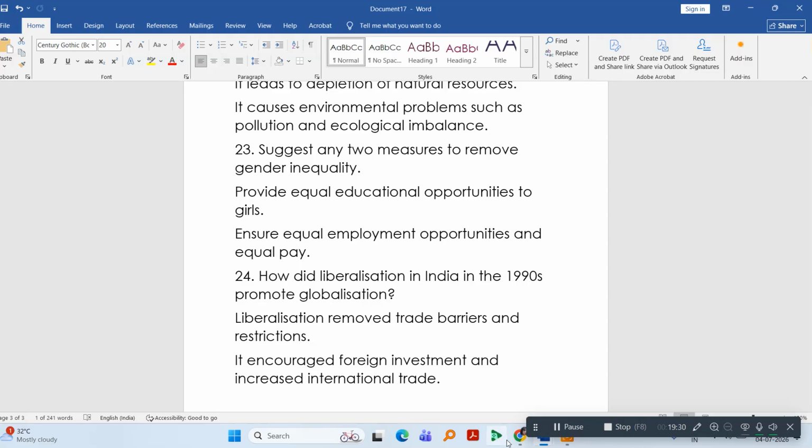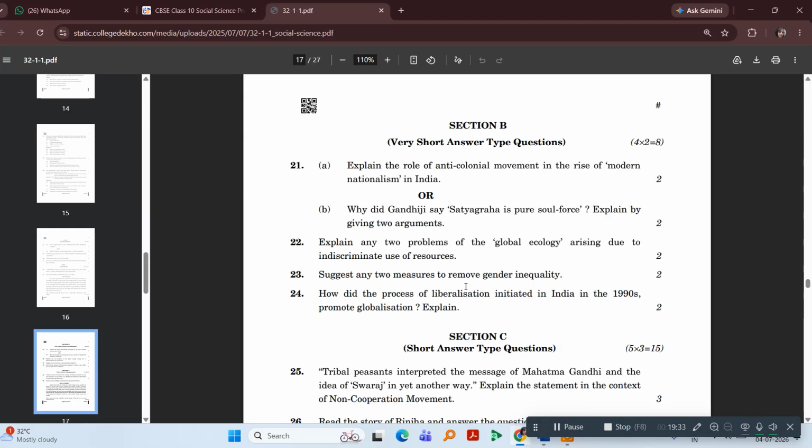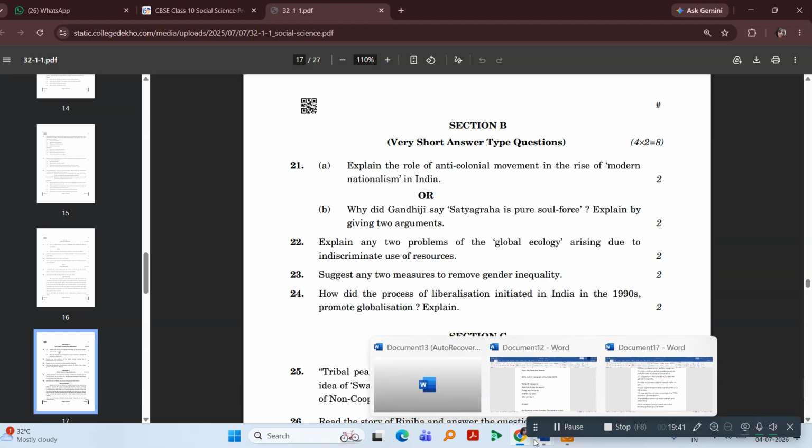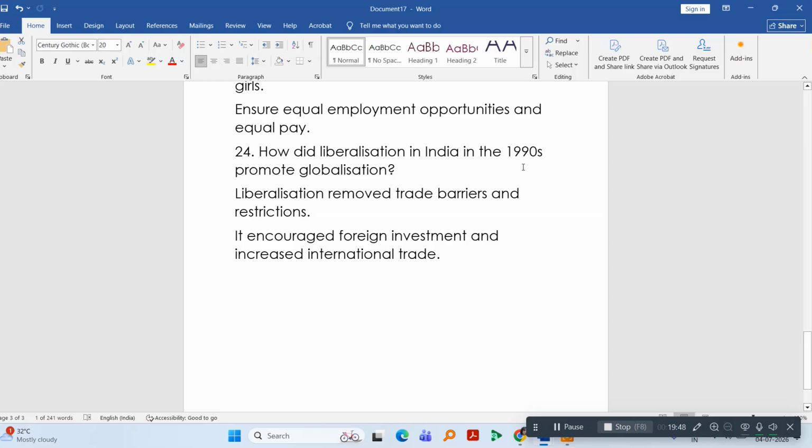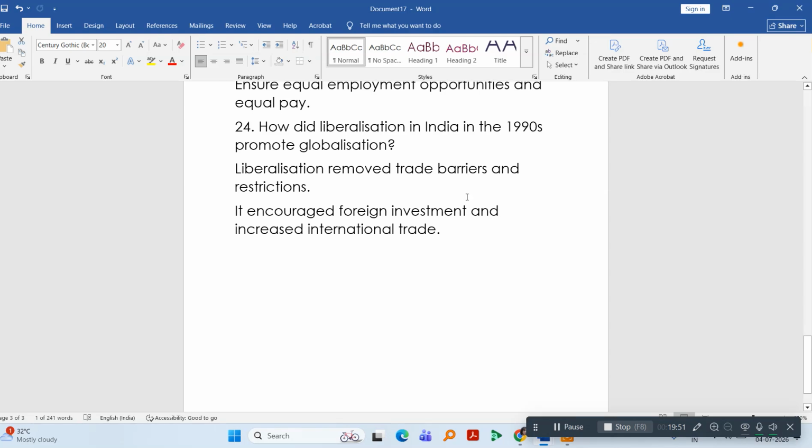Now let's do the 24th one. How did the process of liberalization initiated in India in 1990s promote globalization? Explain. This is a question with regard to economics. Now, the answer is like this. Liberalization removed trade barriers and restrictions. When the liberalization came into being, there were no difficulties with regard to trade, and there were no restrictions. It encouraged foreign investment and increased international trade. It gave opportunities for foreign investment, and it also increased international trade.